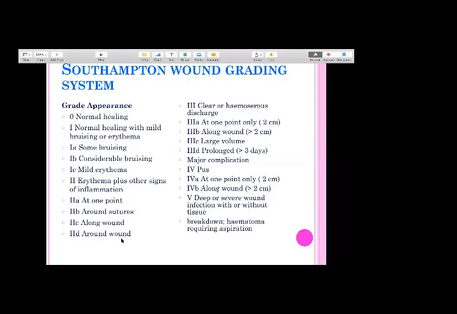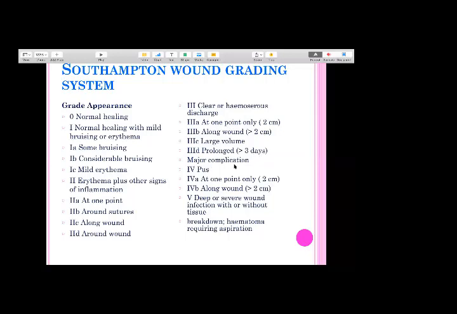Along the wound, it's not just around the sutures, but it's along the wound. And around the wound, it's completely involving the wound as well. Third grade is clear or haemoserous discharge from the wound. 3A at one point only, usually up to 2 centimeters. 3B along the wound, more than 2 centimeters. 3C, large volumes, and 3D, prolonged for more than 3 days.